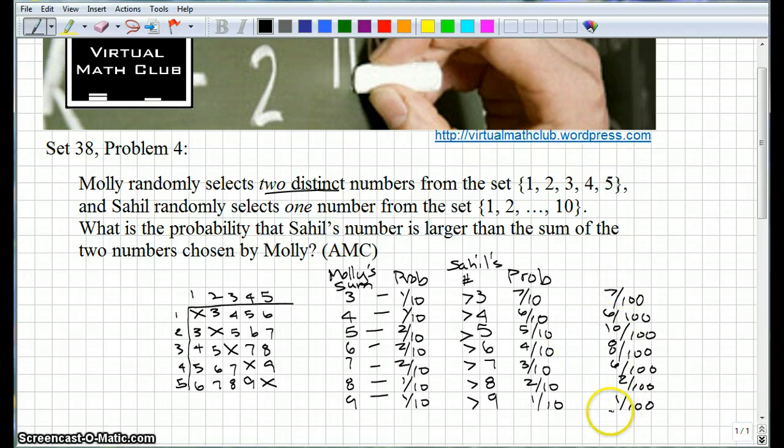So now we can just add up these probabilities and we'll get the total probability that Sahil's number is greater than Molly's sum. Let's add these up: 3, 9, 17, 27, and 13. That's 40. 40 out of 100. So that's 40%, or we can reduce that down to 2/5. Either way, both of those answers are good. 40% or 2/5 of a chance. So there's your answer.